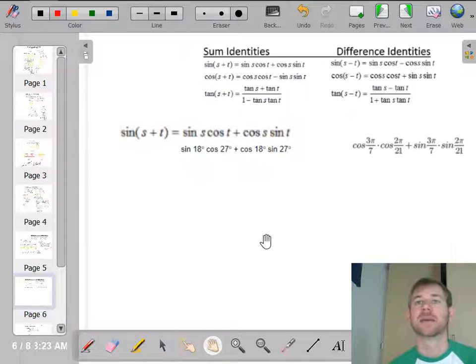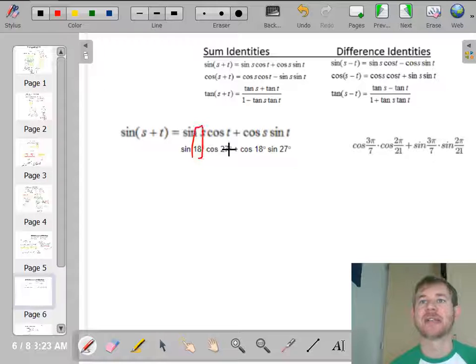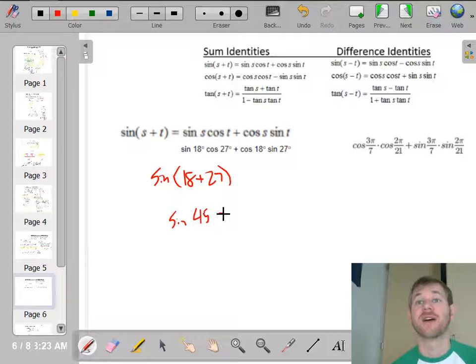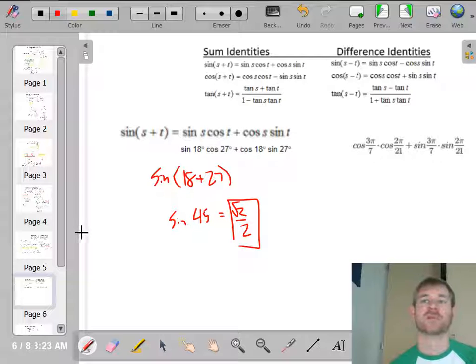So what I'm doing is I'm saying, okay, they made S 18 and T 27. I can do that, but I'm going to go back to here and say S is 18 and T is 27. 18 plus 27 is 45. Hey, wouldn't you know it? That's on the unit circle. The sine of 45 is radical 2 over 2. We're done. You just have to find the property and then work backwards.